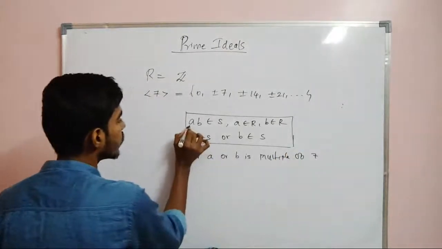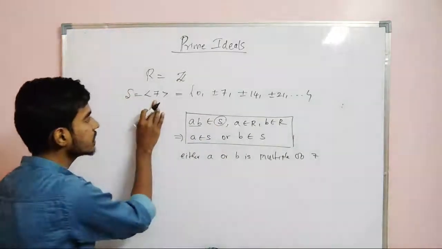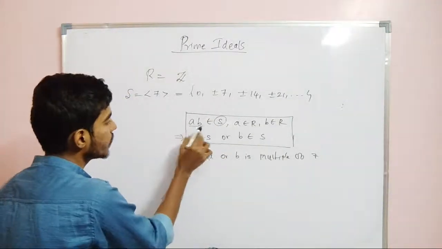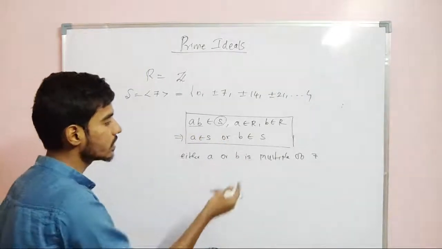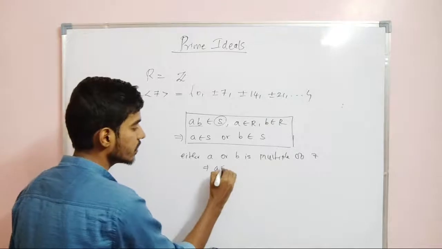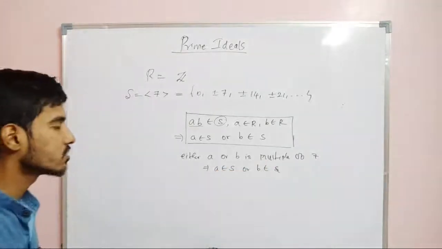Because what is this? This is our S. So S is the ideal generated by 7. If some element belongs to S, it means one of the factors should be a multiple of 7. So A or B is a multiple of 7, so surely either A belongs to S or B belongs to S. So it is natural, right?